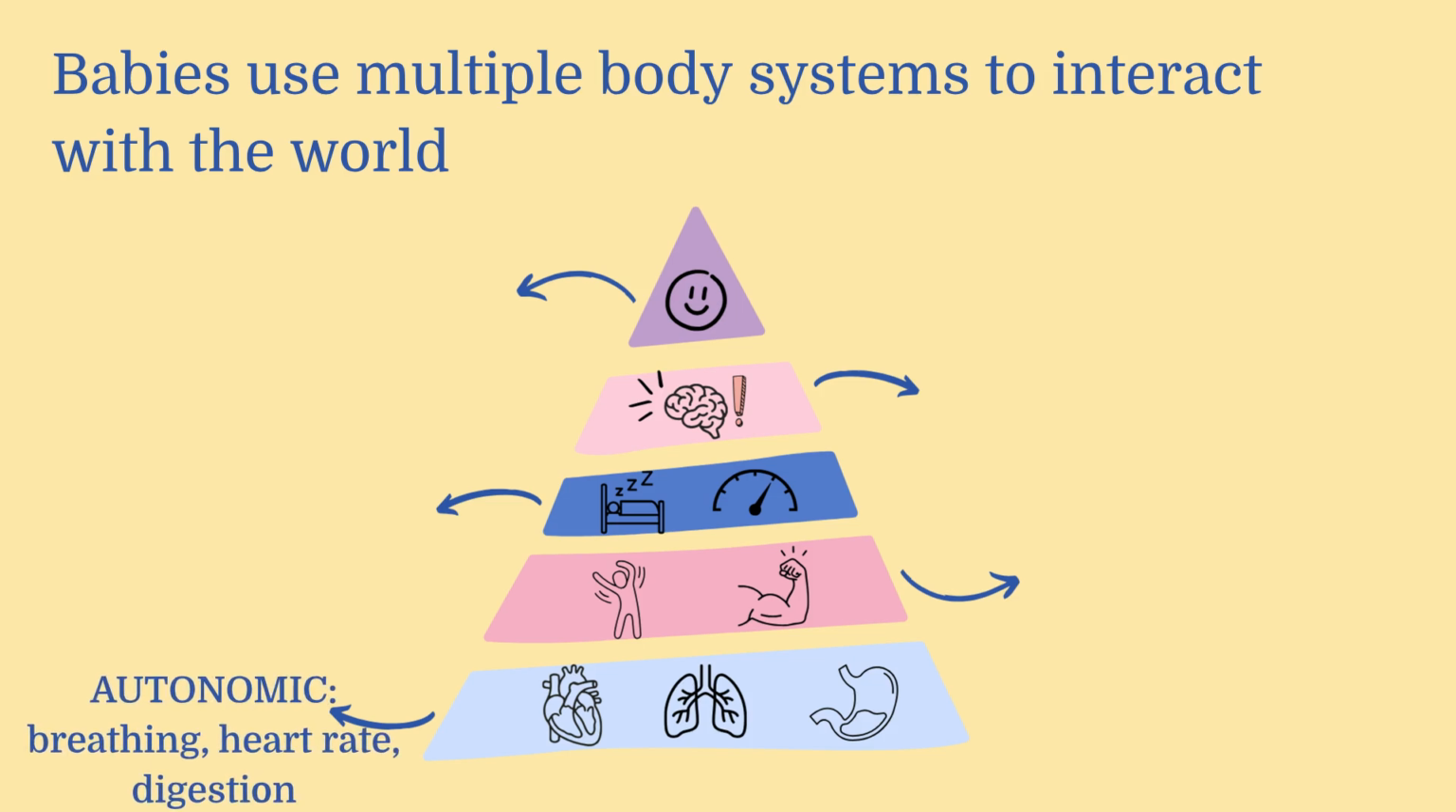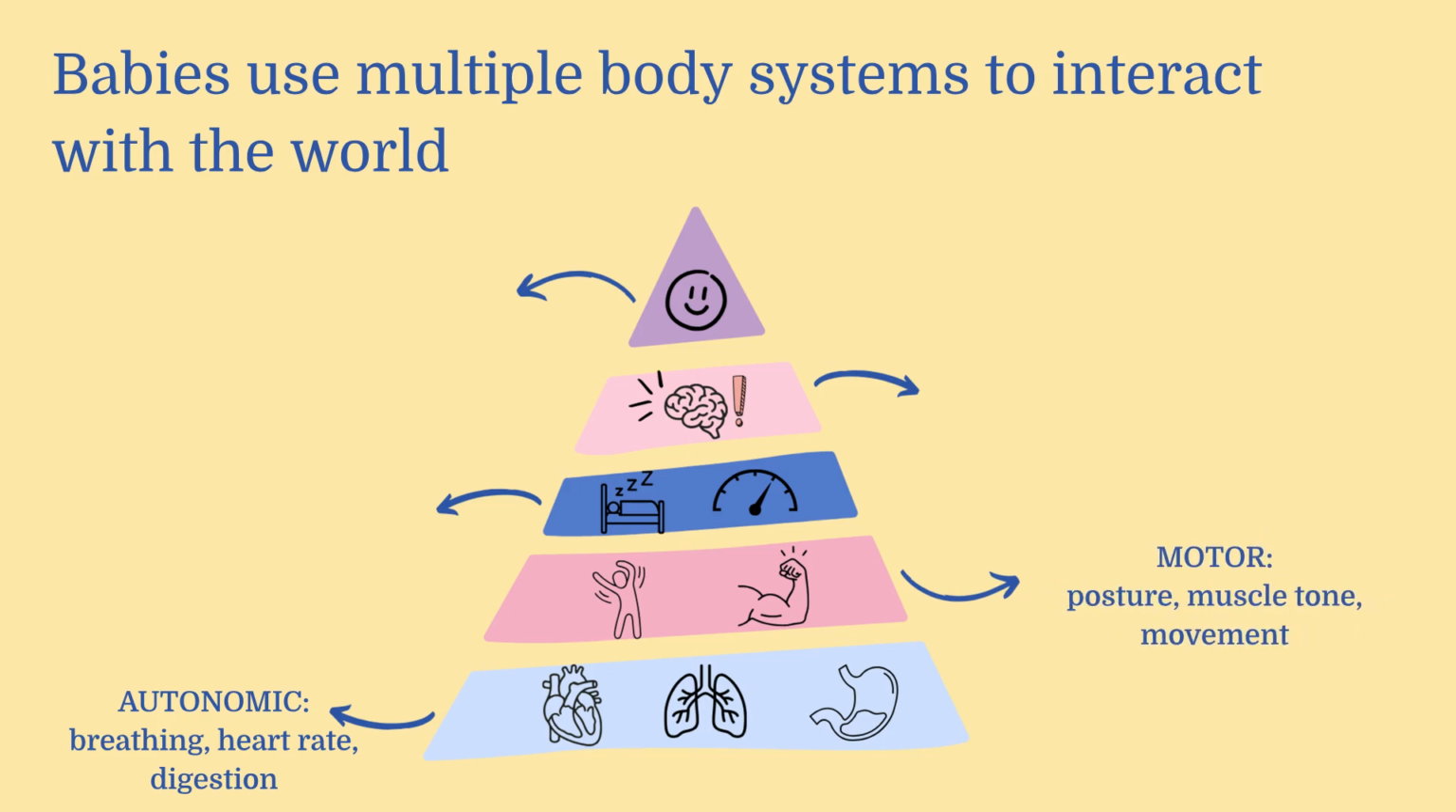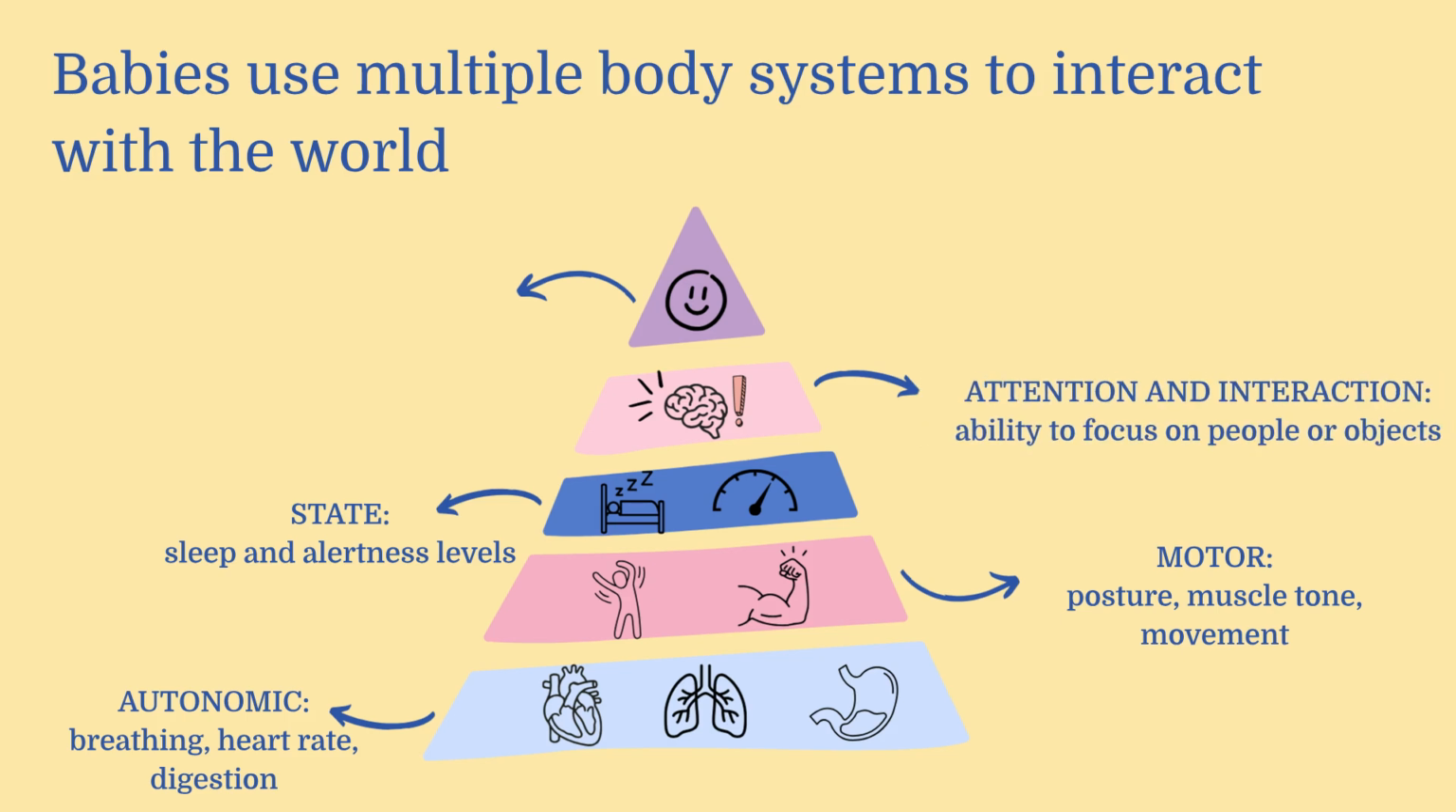The autonomic system includes breathing, heart rate, and digestion. The motor system includes posture, muscle tone, and movement. The state system refers to levels of sleep and alertness. The attention and interaction system includes the ability to focus on people or objects. The self-regulation system involves the infant's ability to calm and organize themselves.